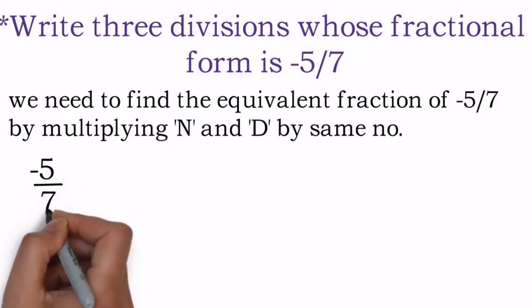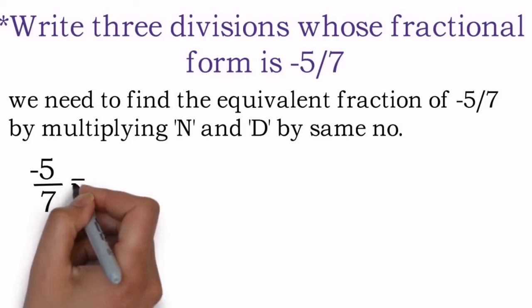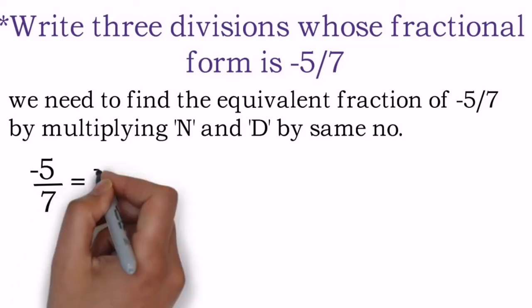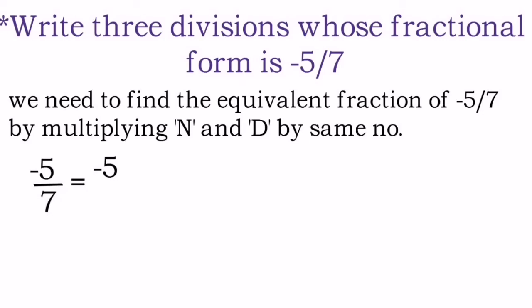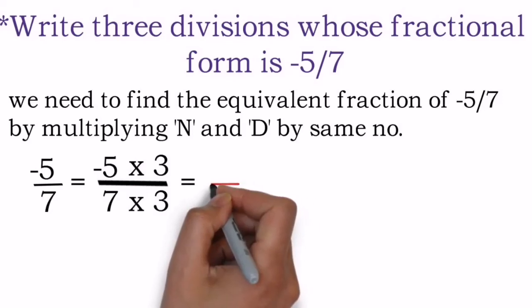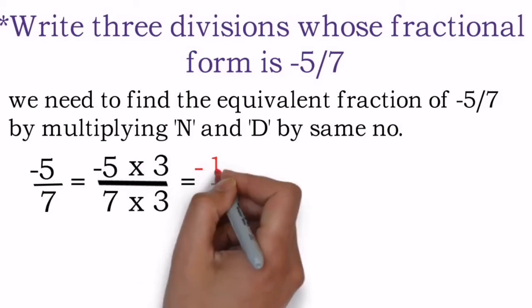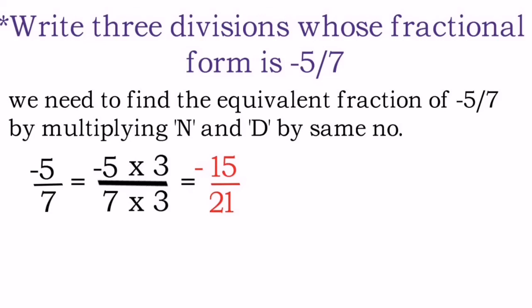Check out over here. I require the answer minus 5 upon 7. Then what we are going to do, we will multiply minus 5 upon 7 in numerator and denominator by a number first of all. You can choose any number, but first of all over here I have chosen 3. And what do we get as the answer? Minus 5 into 3, answer is minus 15, correct? And 7 into 3, answer is 21.